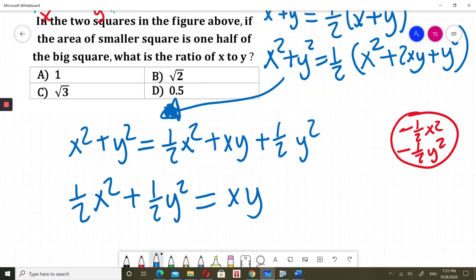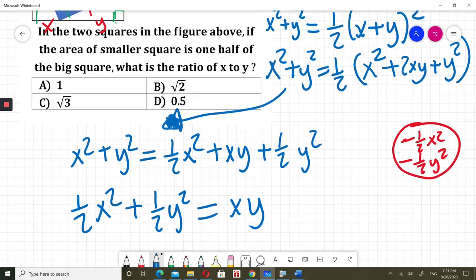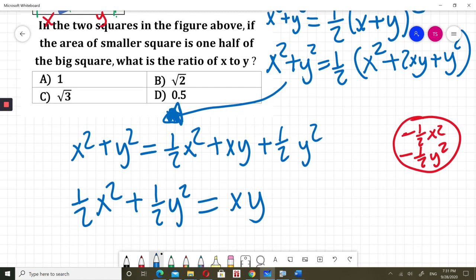Okay, now I need to think about what I need to calculate. What is the ratio of x to y? So I just want to calculate what x divided by y is.